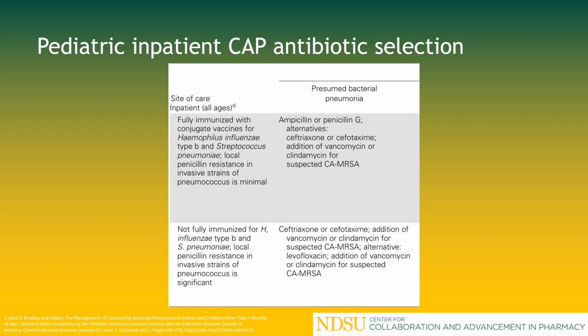Patients that are not fully immunized for H. influenzae type B and S. pneumoniae, and where local penicillin resistance in invasive strains of pneumococcus is significant, can be treated with ceftriaxone or cefotaxime in addition to vancomycin or clindamycin for suspected MRSA. Alternatively, they can be treated with levofloxacin with an addition of vancomycin or clindamycin for suspected community-acquired MRSA.